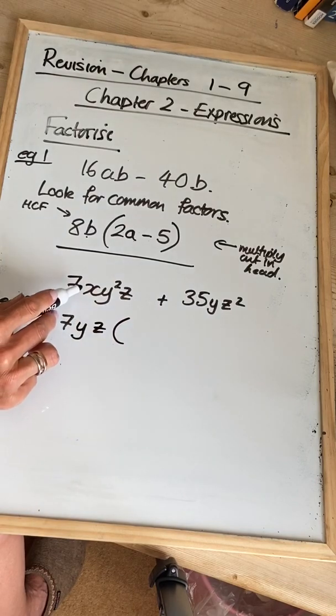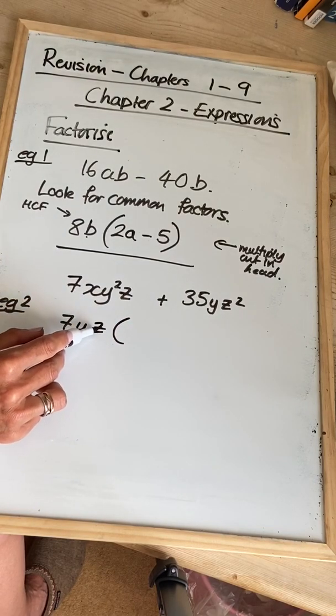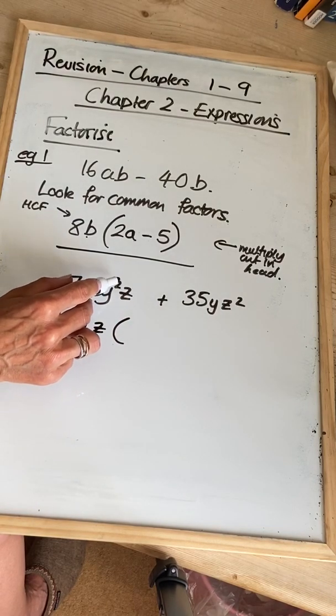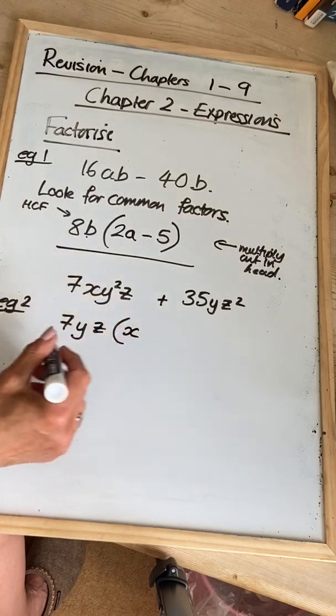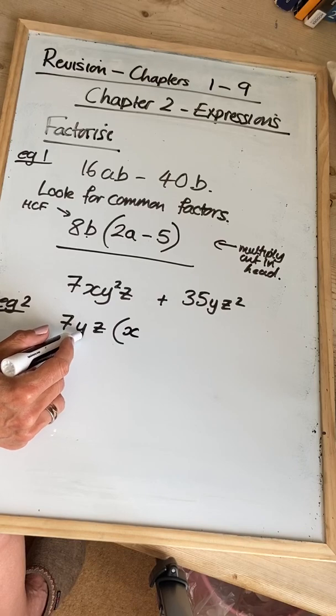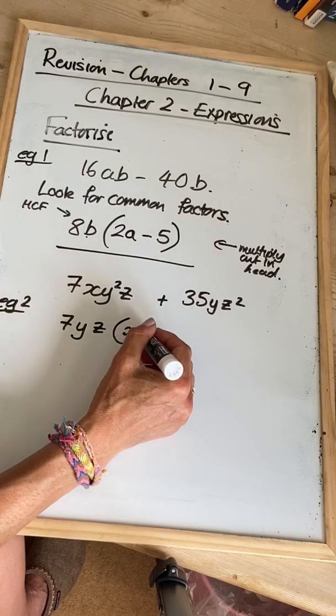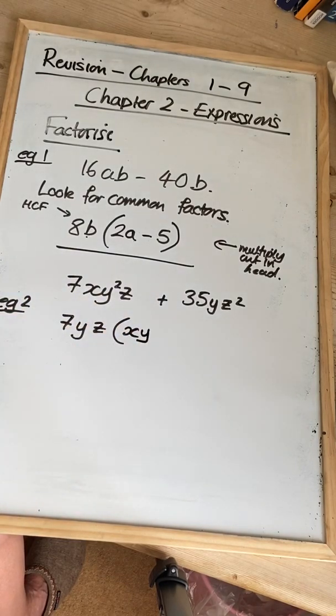Now we need to see what we need to multiply 7yz by to get 7xy squared z. Well, we need an x, so we've got to put an x in. And this has only got a single y, this has got a y squared, so we'd need to multiply by another y, so we need an xy.